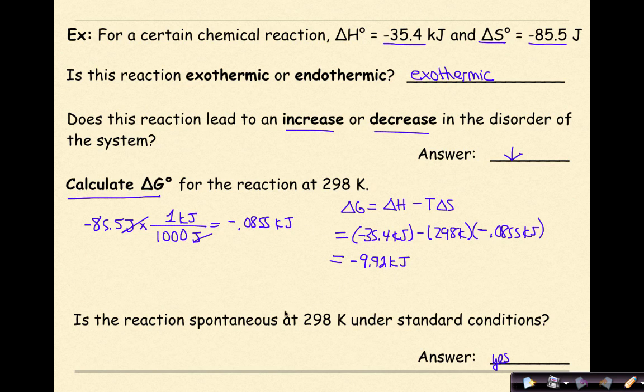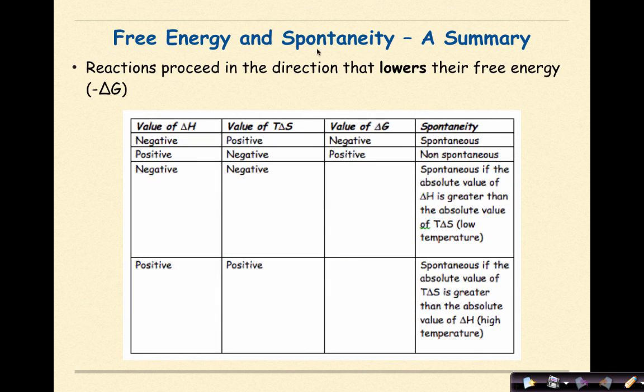If our resulting delta G was positive, it would be non-spontaneous, but in this case, again, it is negative, so it is spontaneous. Free energy and spontaneity. A summary. Reactions proceed in the direction that lowers their free energy. In other words, we're looking for a negative change in free energy. One way of viewing this is looking at your value of your delta H, your T delta S, your value of G, and then determining whether it is spontaneous or not.